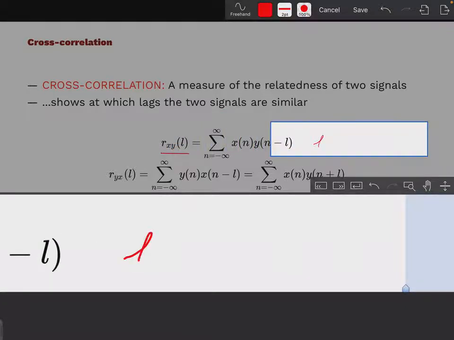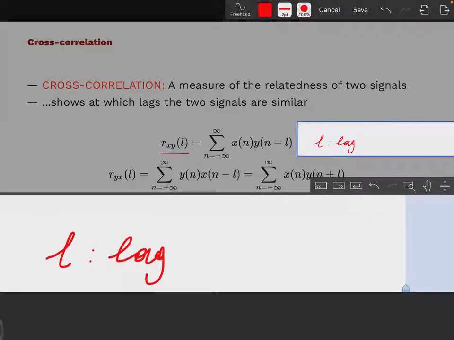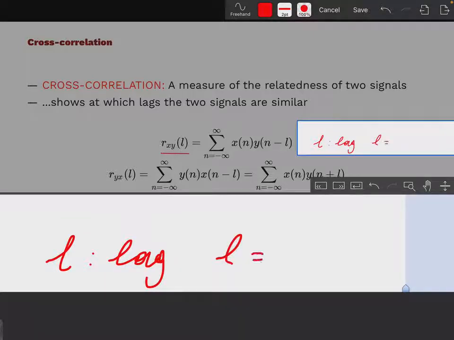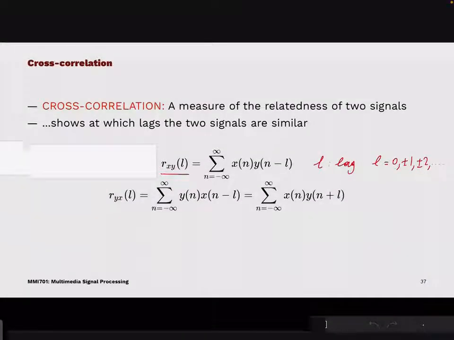So L is the lag in here. Importantly, L is equal to 0 or plus minus 1 or plus minus 2, etc. So it is an integer. Cross-correlation then is a function of lag L, and not time itself. So it's not a function of n, but it's a function of L.